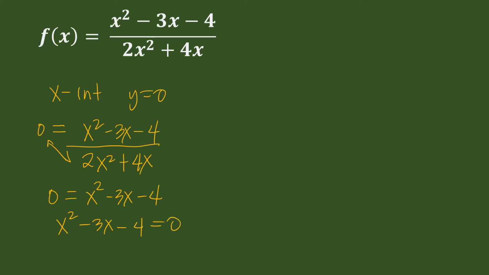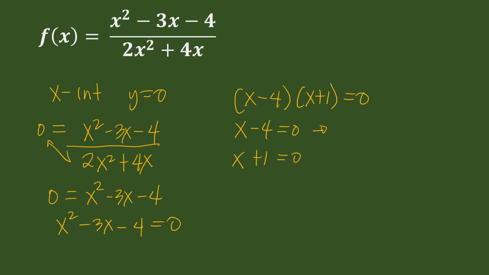Solving for this given quadratic equation, we use factoring. So that will be (x - 4)(x + 1) = 0. So we have x - 4 = 0 and x + 1 = 0. x - 4 = 0, therefore x equals positive 4. That is our x-intercept. And another x-intercept is x = -1.